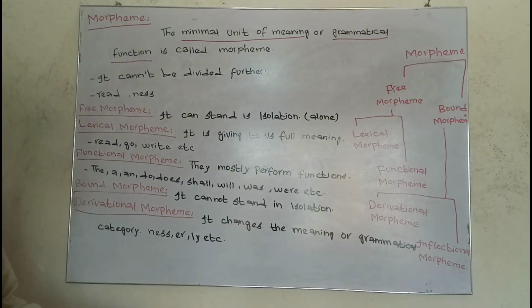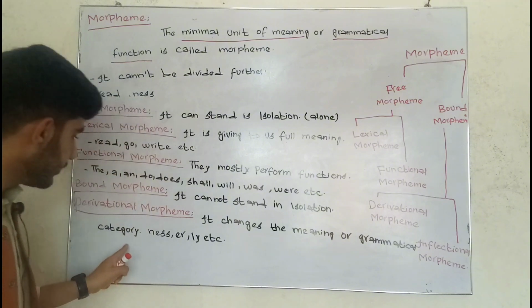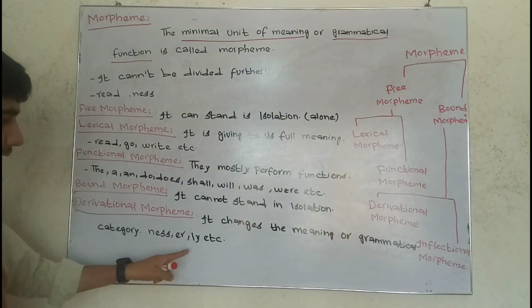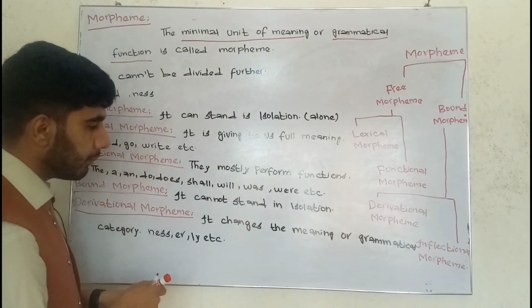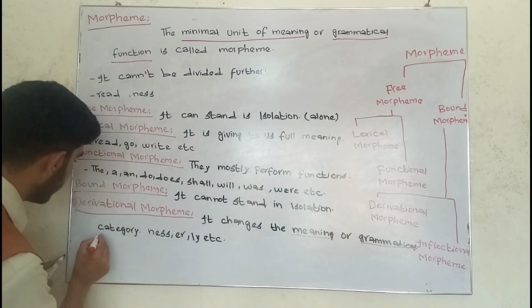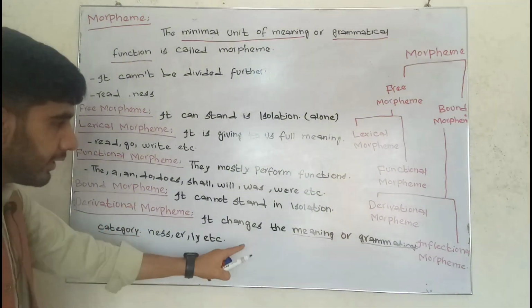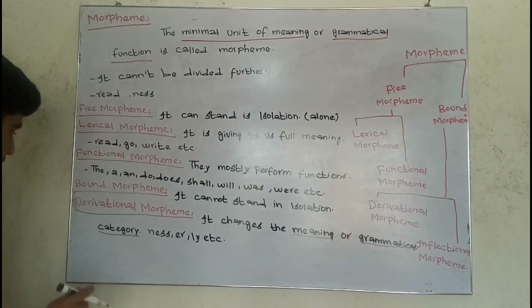Er. For example, small, smaller, smallest, comparative degree. It's also changing the meaning or grammatical category. Ly. For example, slowly, clearly, fastly, etc. These are examples of derivational morpheme. So, what's the function of derivational morpheme? The function of the derivational morpheme is that it changes the meaning or grammatical category. This is the main function of the derivational morpheme. The last one is called inflectional morpheme.